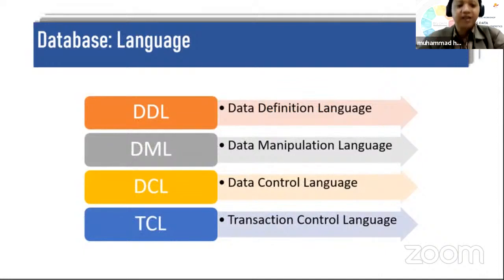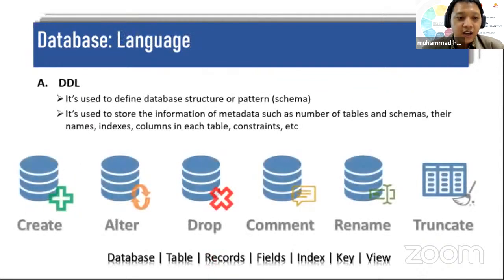There are generally 4 types of database language: DDL, data definition language, DML, data manipulation language, DCL, data control language, and TCL, transaction control language. For the first one, DDL is used to define the database structure or pattern, and is used to store the information of metadata, such as the number of tables and schema, the names, index, and many more. From the slide, we can see several commands such as create, alter, drop, comment, rename, and truncate. We can apply the commands to database or table or records, fields, index, and view. It means we can create the table, alter the record, or drop the fields, and many more.